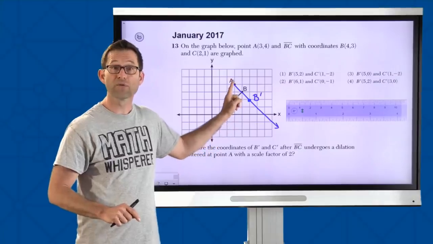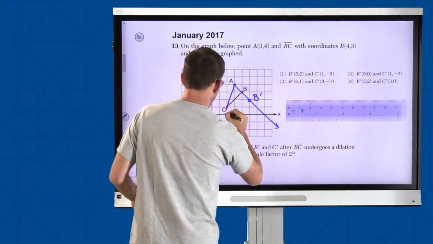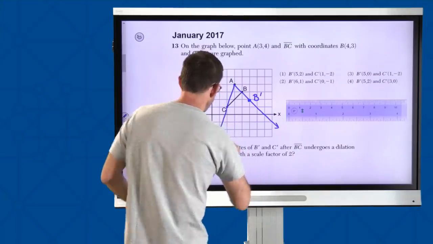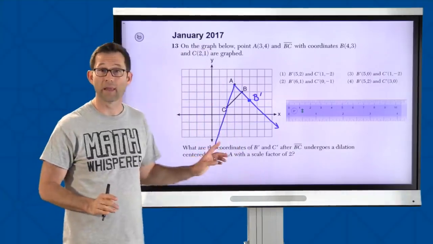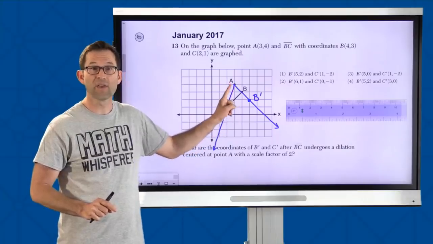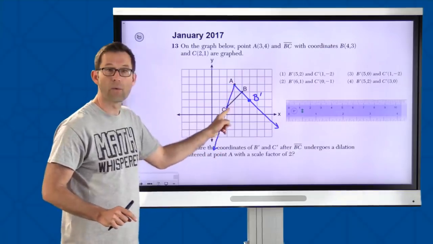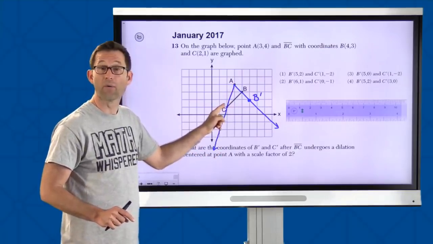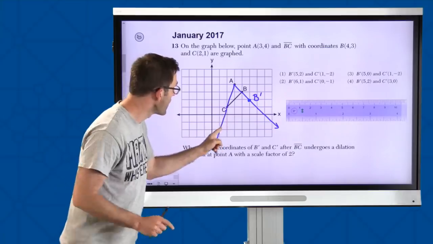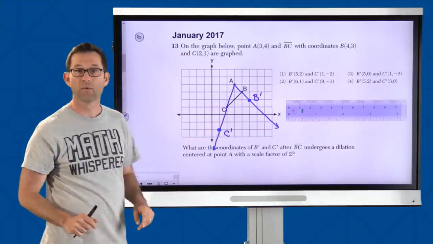Now for C, we're going to do the same thing. This is where a ruler really would come in handy. But the idea is, if I had to think about that distance, I could think about it as going 3 down and 1 over. So if I want to reproduce that distance, I'll go 3 down and 1 over, and C prime is going to end up here.